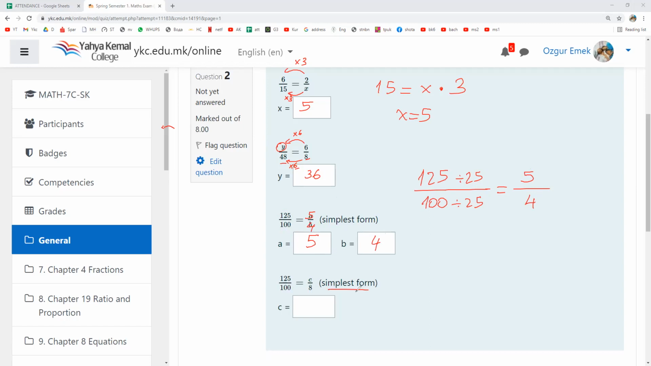I'm asking you the simplest form again, but with the same fraction. 125 over 100, in the simplest form, is 5 over 4. But I'm giving you different numbers, C over 8. Obviously, 4 is multiplied by 2, so 8 is generated. So the same pattern will be applied for 5 also. 5 times 2, C should be 10.